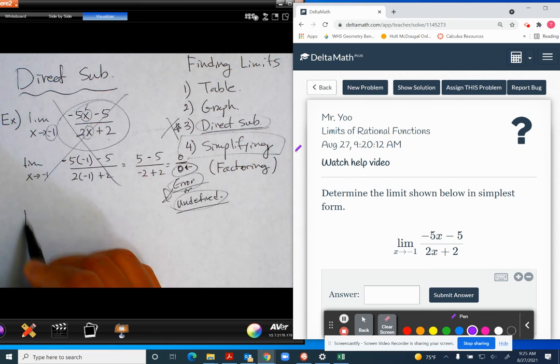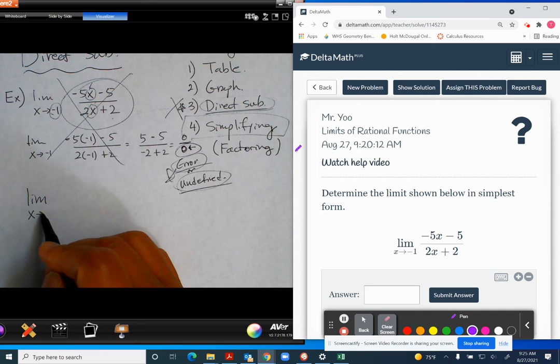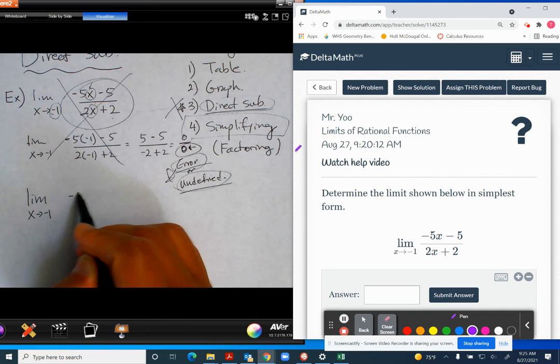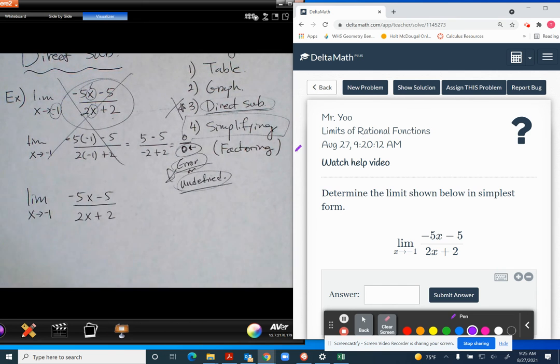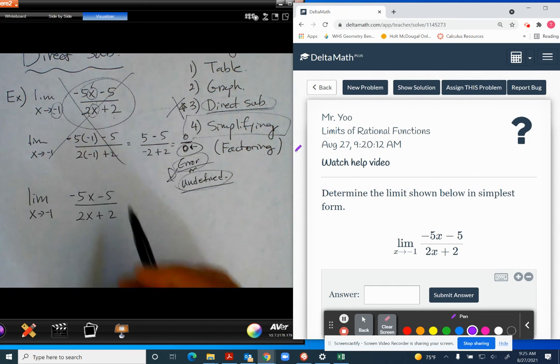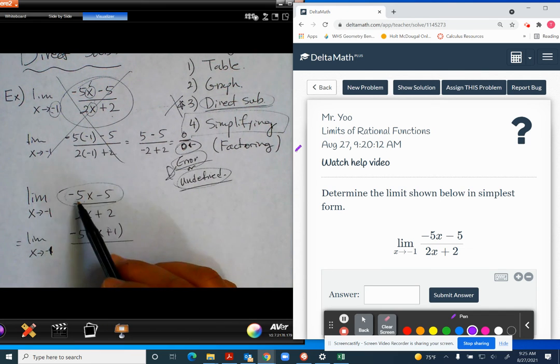So let me rewrite this again. Limit, x goes to -1, of -5x minus 5. Again, stay with me, guys, okay? You just have to stay with me and focus and make sure you understand each step. Do you see anything that we can factor from the top? -5. Very good. We can factor out a -5. What's left over if you factor out a -5? X plus 1. Very good. You just have to redistribute to make sure you get -5x minus 5.